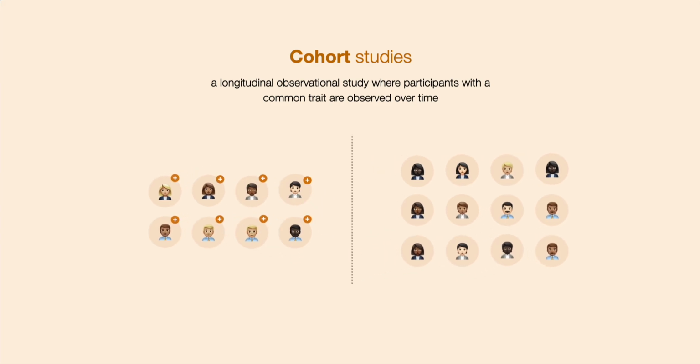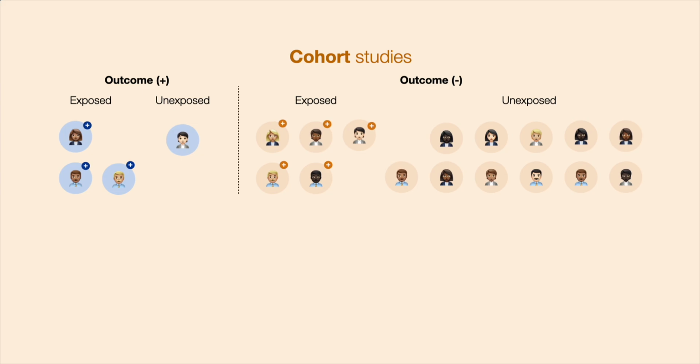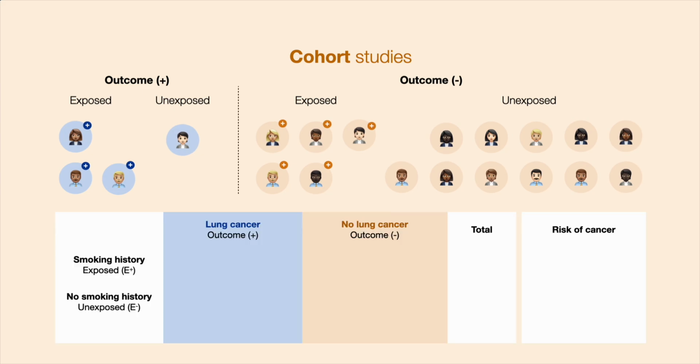We observe these individuals over time. After many years have passed, you find that amongst those that smoke, 3 participants developed lung cancer, and amongst those that do not smoke, 1 participant developed lung cancer. The participants can be grouped as displayed. We can then construct a 2x2 table with the totals populated.